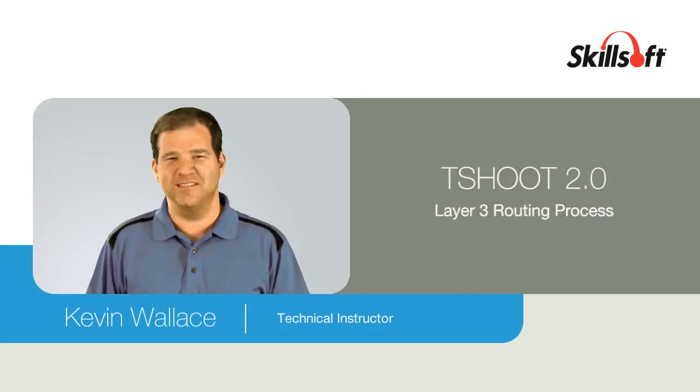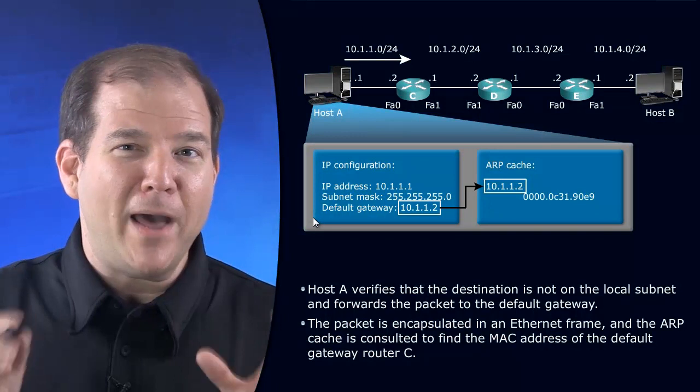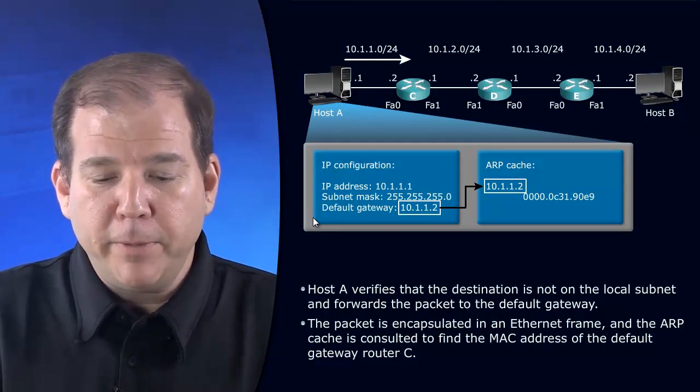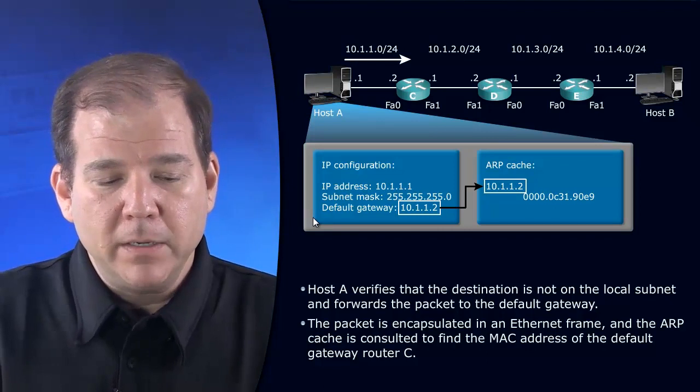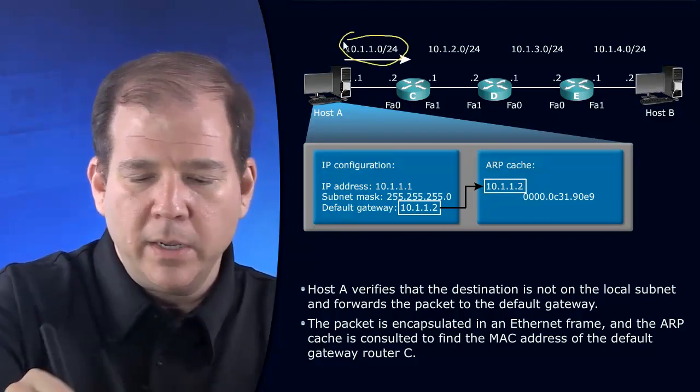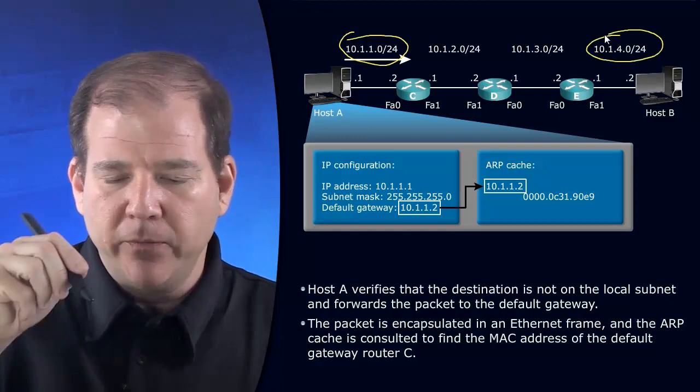Now let's take it to layer 3. Let's say that we do have routers in the midst. What are we going to do now? Well, again, we've got host A, and we want to ping host B, but this time, look at the IP addressing. 10.1.1.0/24 is our network. 10.1.4.0/24 is our network here.